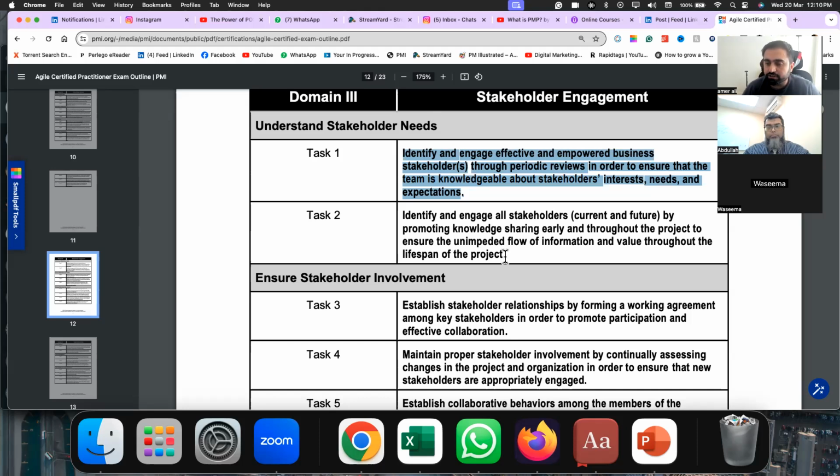Identify and engage all stakeholders by promoting knowledge sharing early and throughout the project to ensure the unimpeded flow of information and value throughout the lifespan of the project. So we use information radiators to share information with the stakeholders. That is one way. Maybe plans, if needed, weekly reports, whatever is needed, depending upon the requirement. But the information radiator is key in Agile.